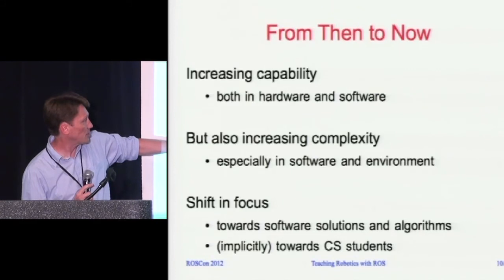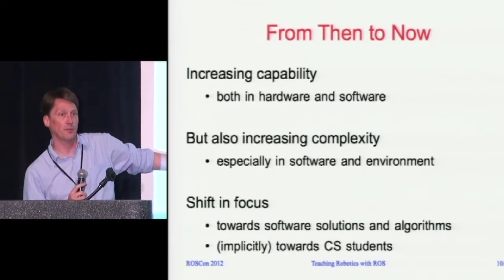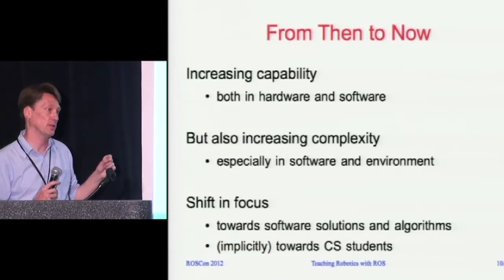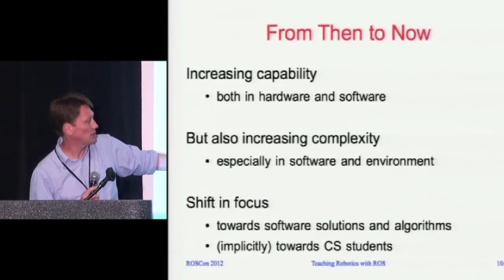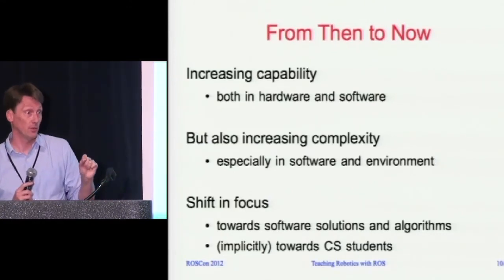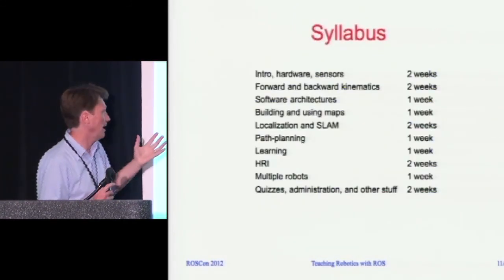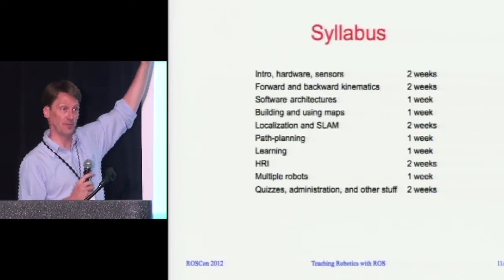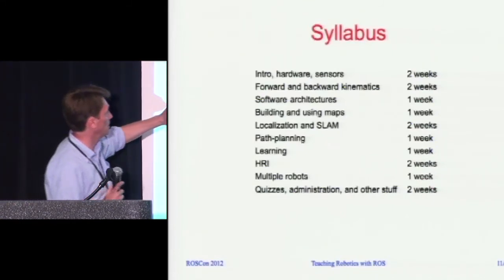And part of the trade-off is we shift in focus. So now ROS is complex enough that it scares away the philosophy majors. Because you actually have to know a bit about computer science to use ROS effectively. Even if you don't need to know that much, the perception is that you really do need to know a lot. So here's my syllabus. Anyone who's ever taken a robot class will have taken this syllabus. It's pretty straightforward.